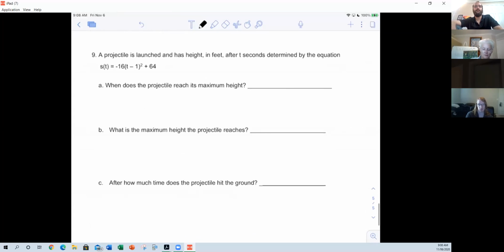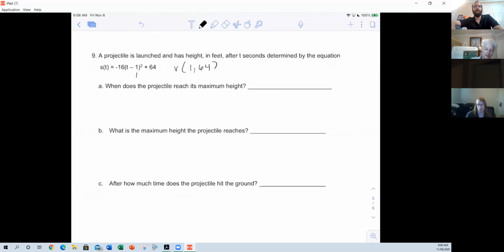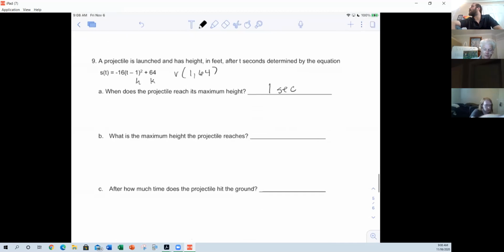When does the projectile reach its maximum height? Well, I know the vertex is (1, 64) because this is my h and this is my k. So the projectile reaches its maximum height after 1 second. And what is the maximum height? It is 64 feet.